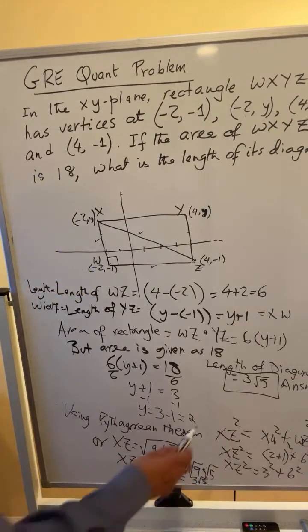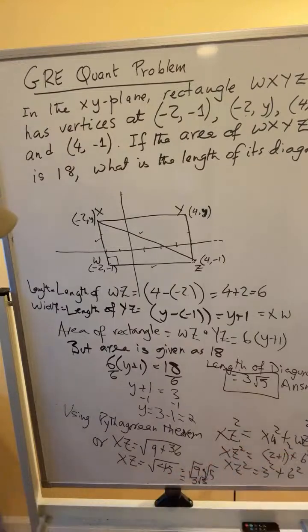Why do I do that? Because square root of 9 is a perfect square, which is 3 square. Hence, XZ is 3 square root of 5. Okay, and that's your final answer.